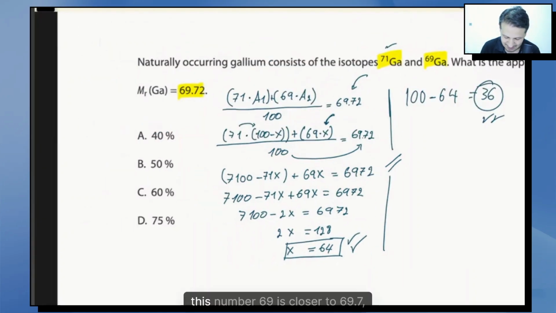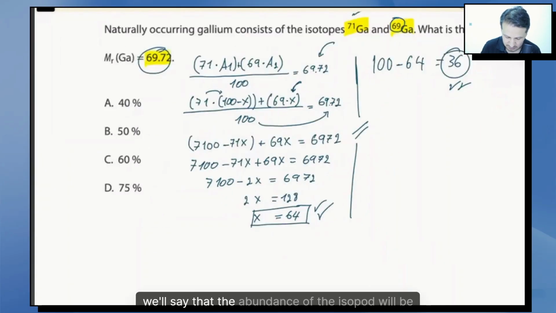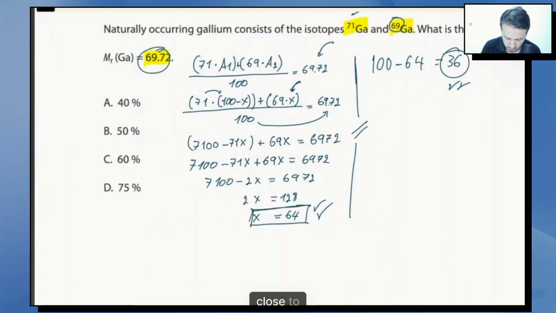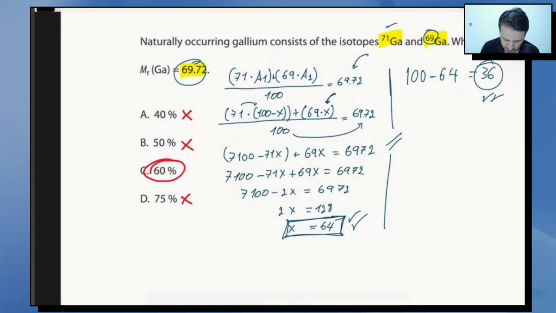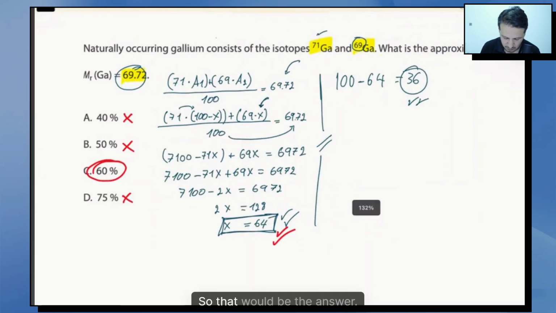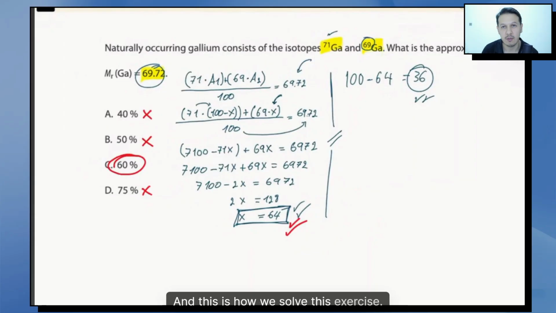Because this number 69 is closer to 69.7, we'll say that the abundance of the isotope would be close to 60. So 40 is not the answer, 50 is not the answer, 75 is not the answer. This is the closest to that number that we find out here. So that will be the answer, and this is how we solve this exercise.